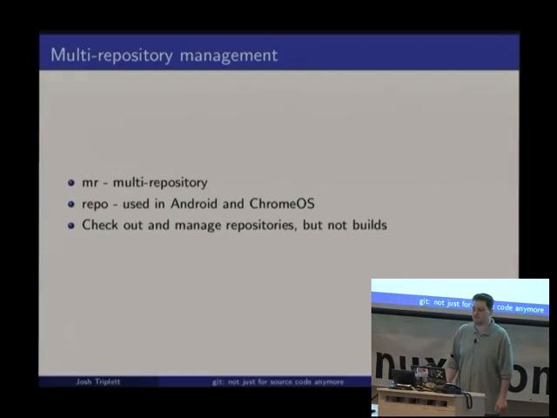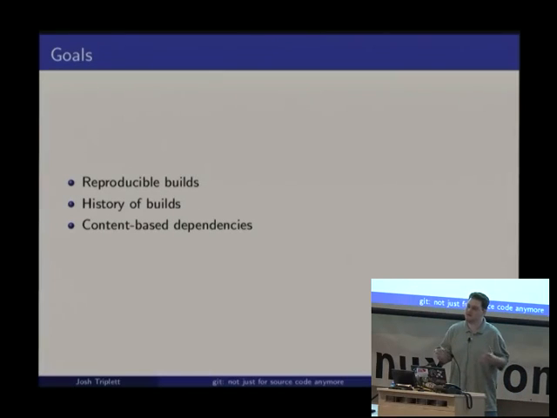So the goal of this system was, I want to have completely reproducible builds at all times, including a full history of reproducible builds. And I don't want just dependencies that say greater than or equal to version 1.2. I want dependencies that say this git hash and only this git hash. And if I want something else, I will change the hash, because I don't want to say that it works until I've tested that it works.